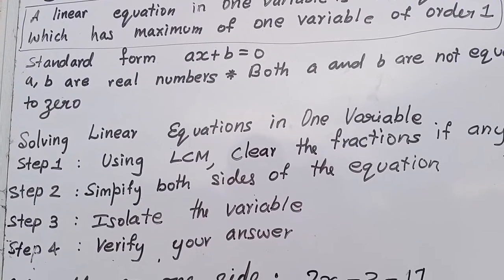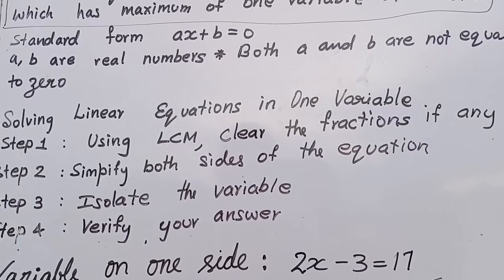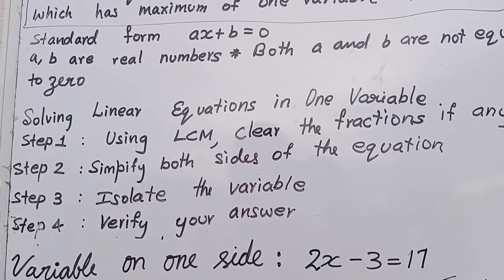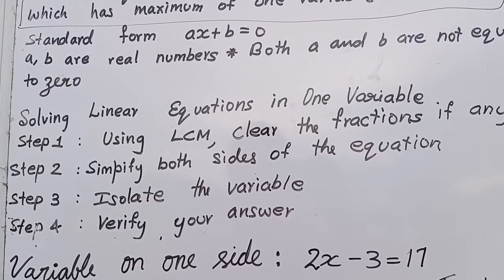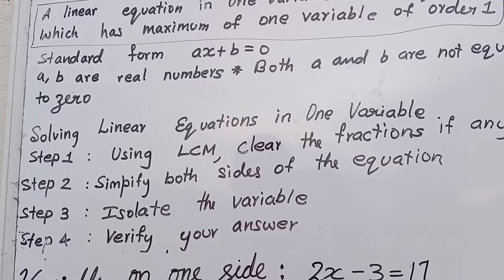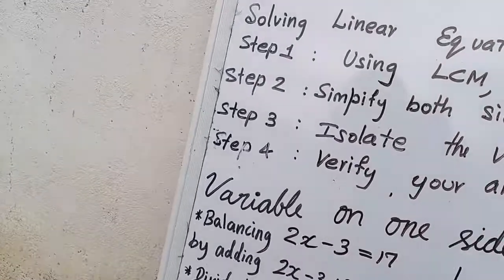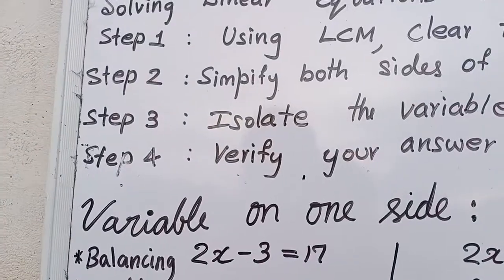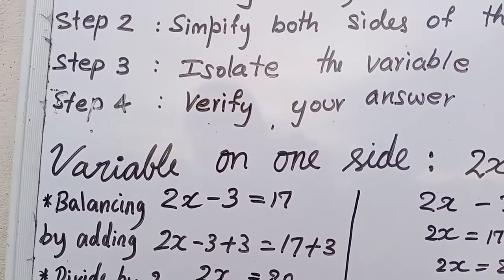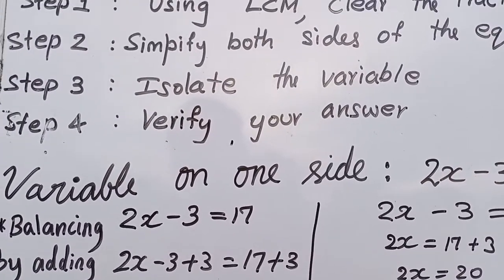Now, with the variable on one side, how to solve it? Let me take one example: 2x minus 3 is equal to 17. We have learned in the 7th standard that there are two methods to solve an equation. One is the balancing method, and one is the transposing method. What is the balancing method? Now 2x minus 3 can be balanced by adding 3, because we have to isolate the variable.